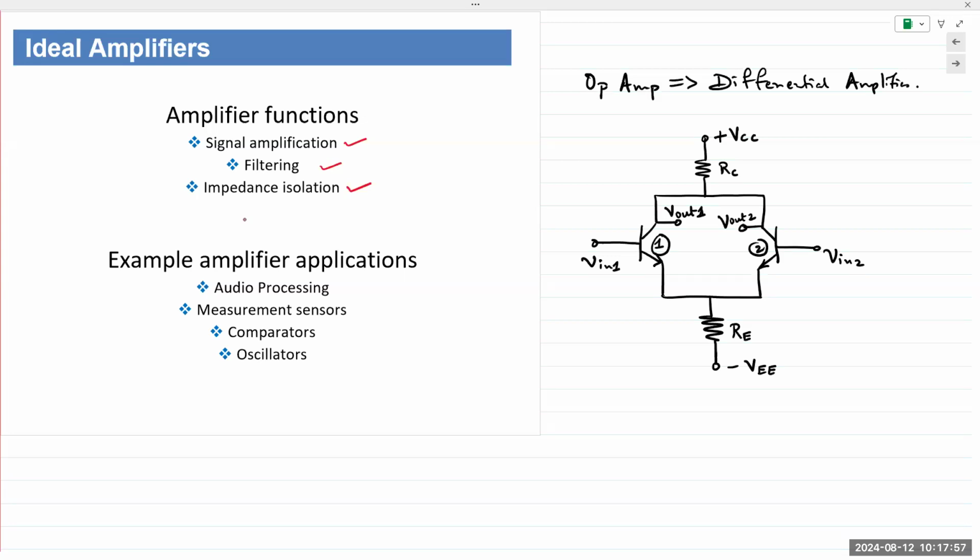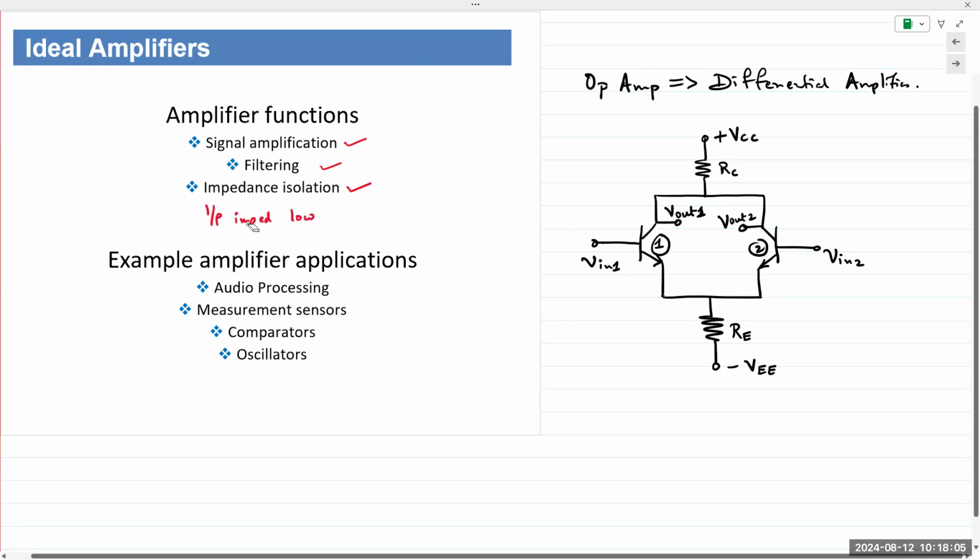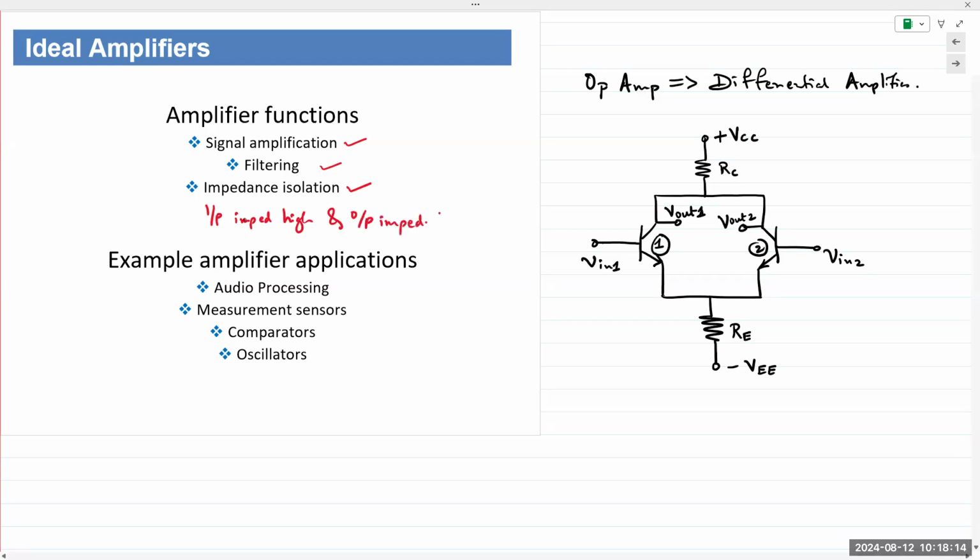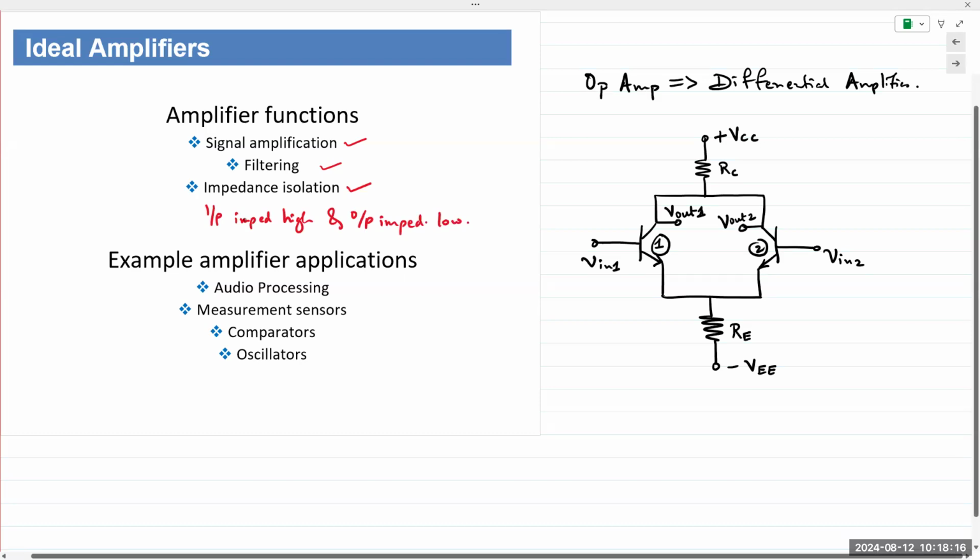In general, we want the input impedance as high as possible. And output impedance, we want to be as low as possible.